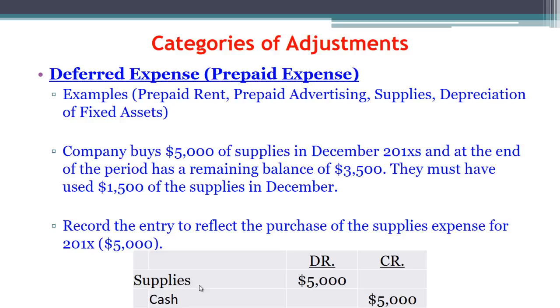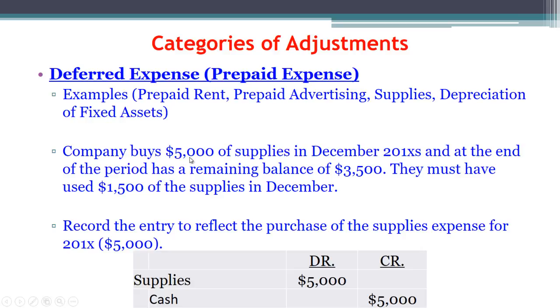Let's look at the supplies example now. We prepay for these supplies. We buy them in advance, but we don't use them right away. So we're buying $5,000 worth of supplies in December, and at the end of the period, we have a remaining balance of $3,500. Apparently, we used $1,500 of supplies, assuming we had no beginning balance.